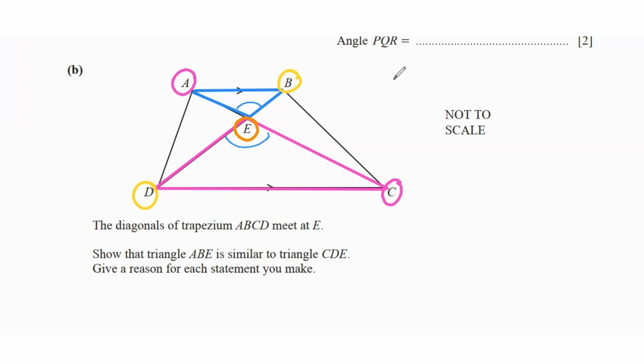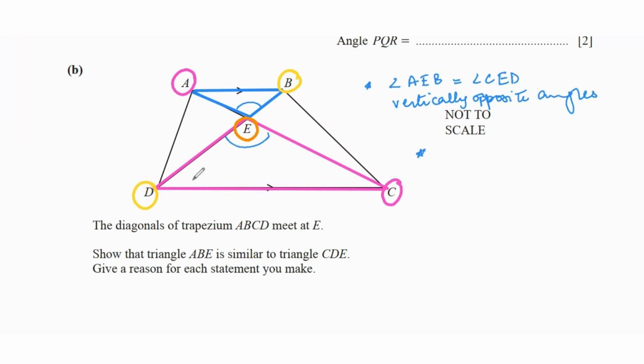So firstly, angle AEB is equal to angle CED because vertically opposite angles. That is the first one.